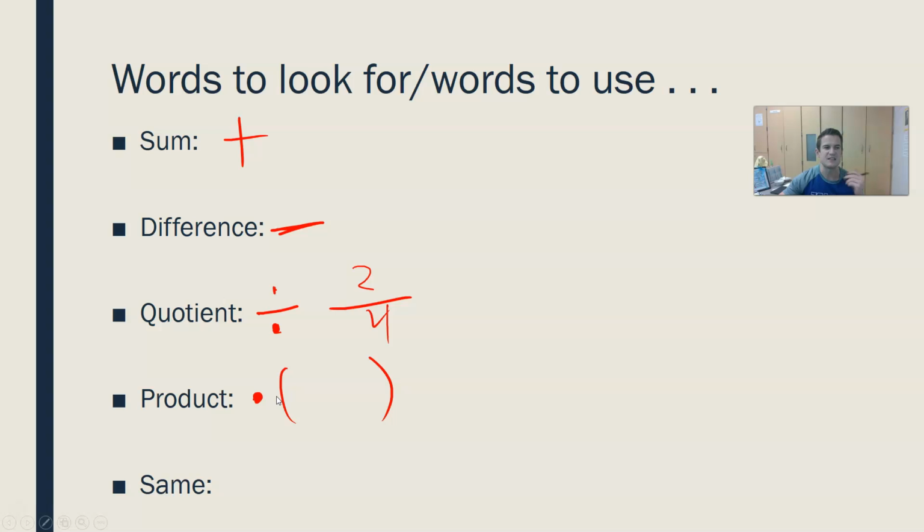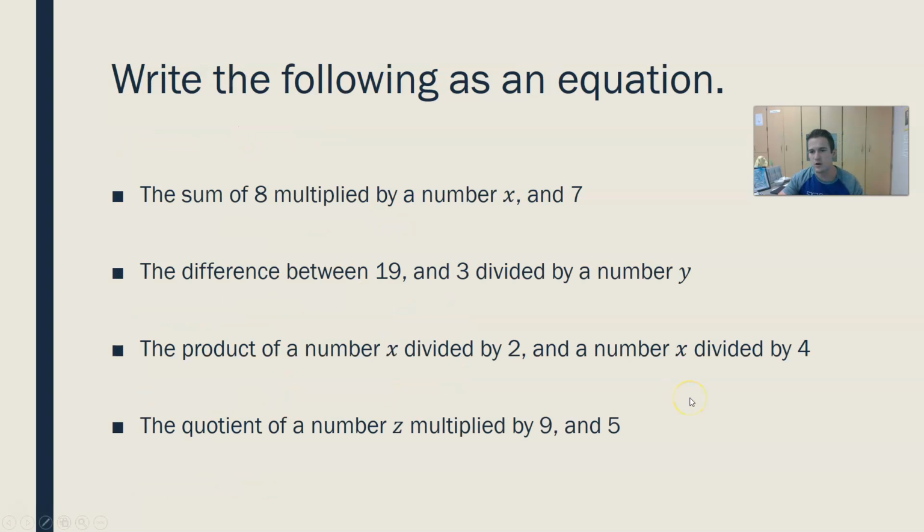Then when I say something is the same or if things are equivalent to each other, I'm usually talking about things being equal. So those are some math terminology associated with some of these different operations that we know about: addition, subtraction, division, multiplication, etc. So, for example, I have some sentences, and I want you to write these as an equation.